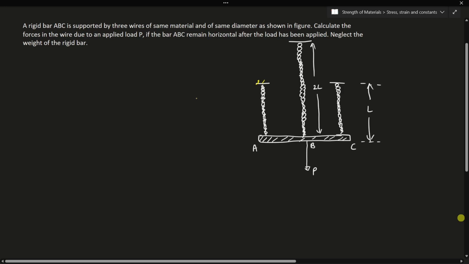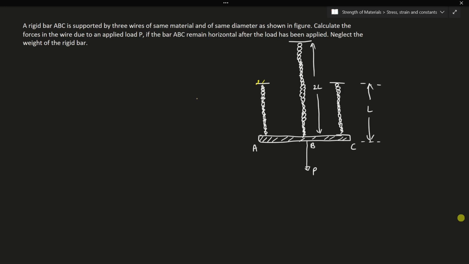In today's video, we are going to talk about problems on deflection of composite materials, and also about statically indeterminate problems. Right. So anyway, we'll start with the first problem here.